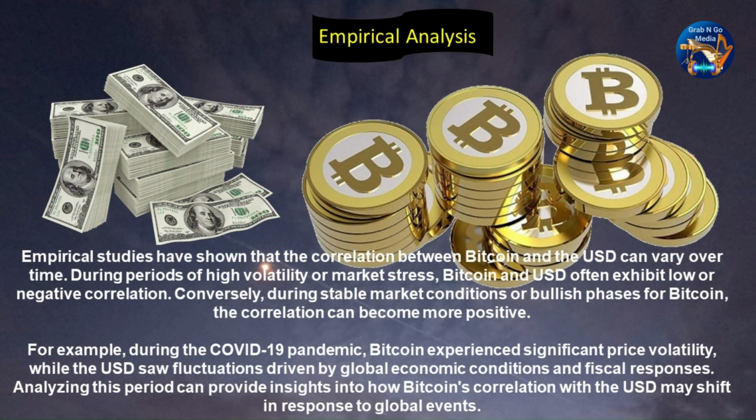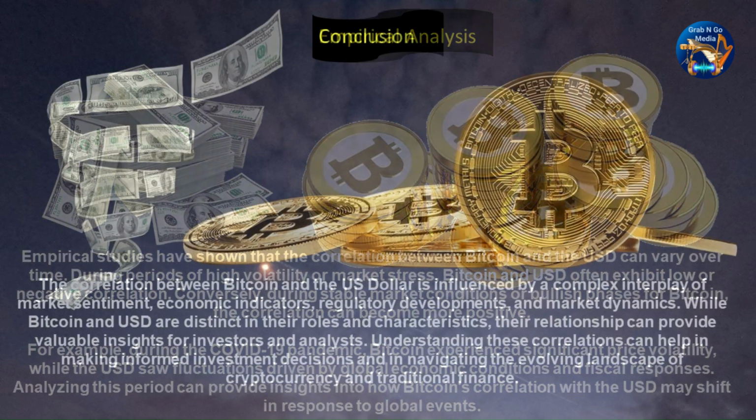Empirical analysis. Empirical studies have shown that the correlation between Bitcoin and the USD can vary over time. During periods of high volatility or market stress, Bitcoin and USD often exhibit low or negative correlation. Conversely, during stable market conditions or bullish phases for Bitcoin, the correlation can become more positive. For example, during the COVID-19 pandemic, Bitcoin experienced significant price volatility, while the USD saw fluctuations driven by global economic conditions and fiscal responses. Analyzing this period can provide insights into how Bitcoin's correlation with the USD may shift in response to global events.